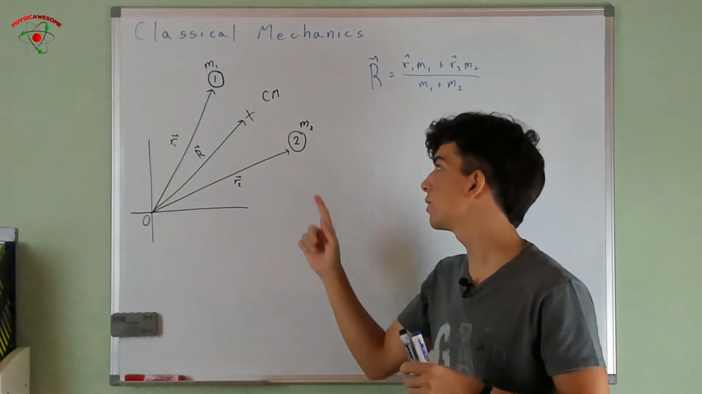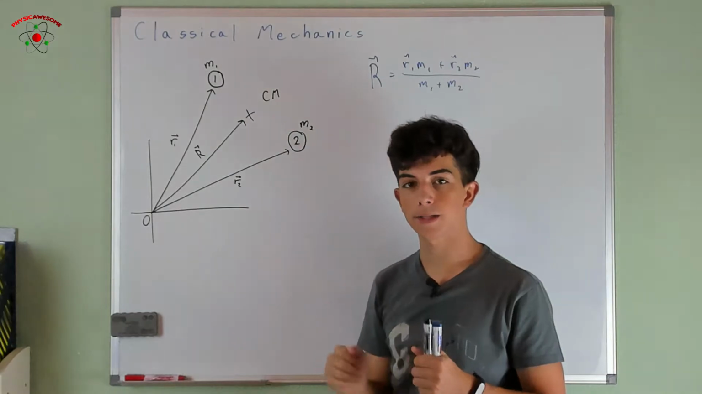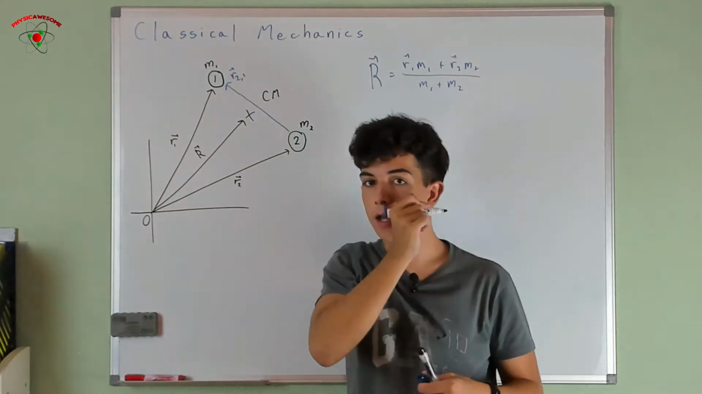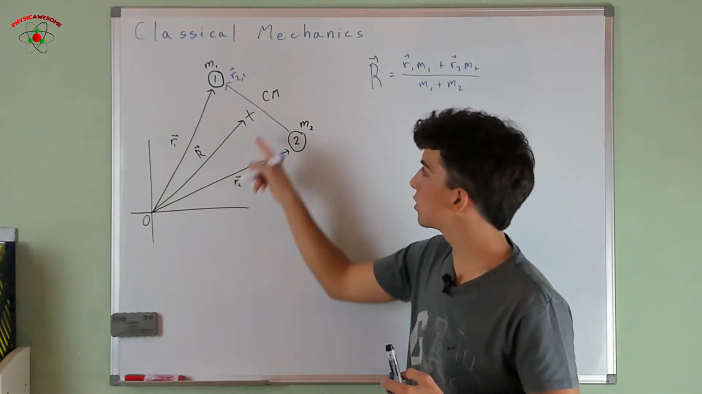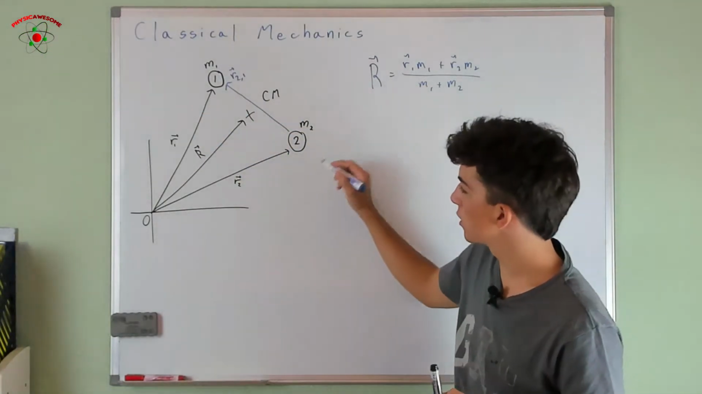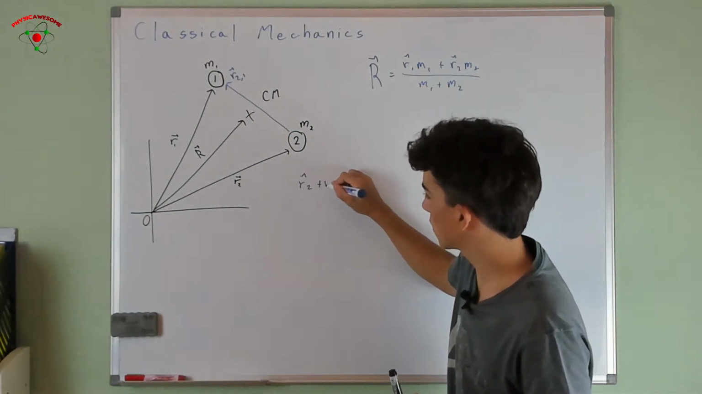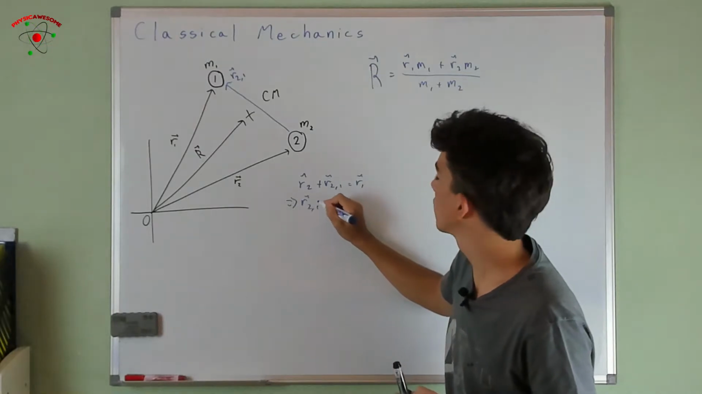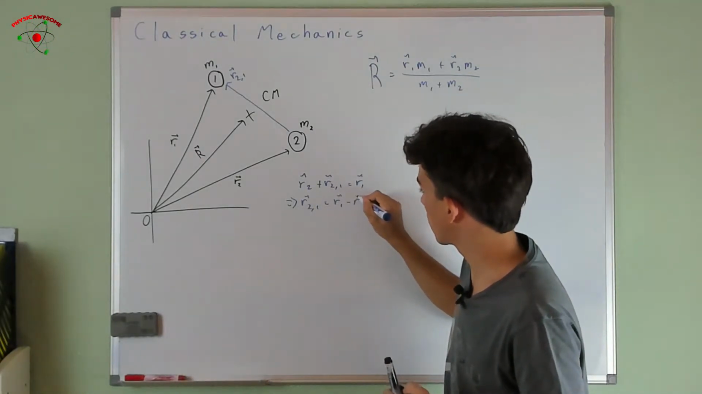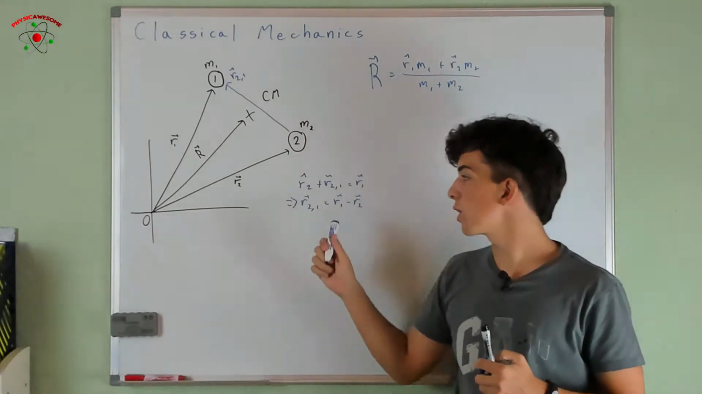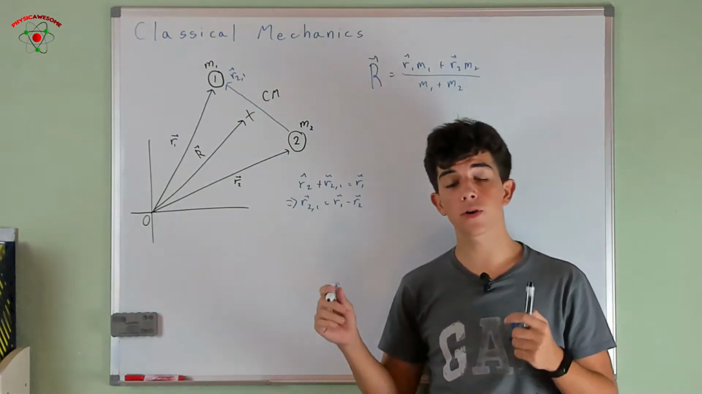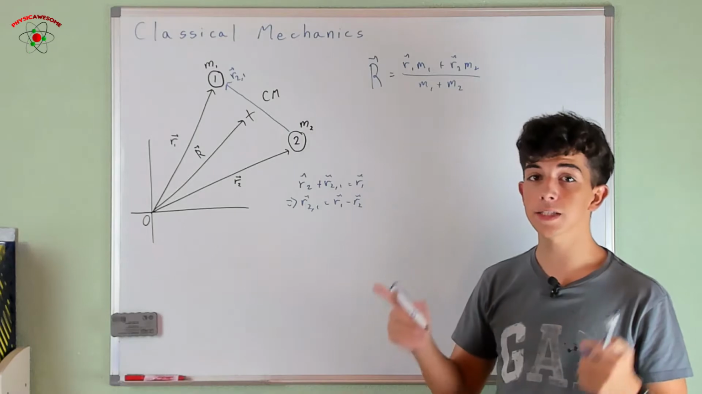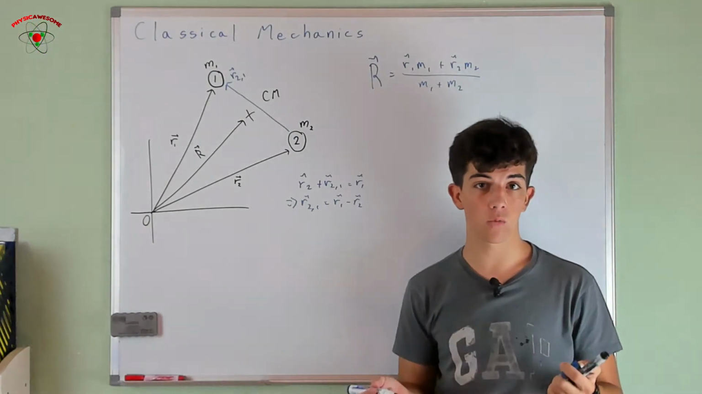Also, we would like to draw the vector that goes from mass 2 to mass 1, R21. And we see that this vector R2 plus R21 gives us R1. Therefore, R2 plus R21 equals R1. So, R21 equals R1 minus R2. Once we have this quantity, it will be very useful to express everything in our center of mass frame in terms of this quantity, as it doesn't depend on the frame in which we are working.